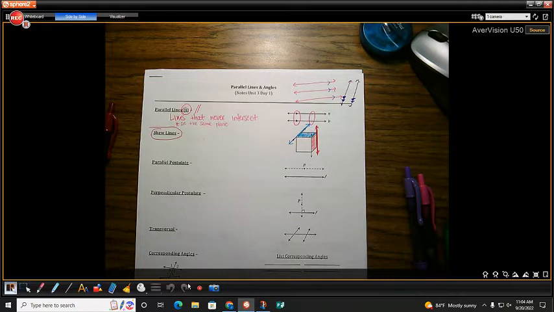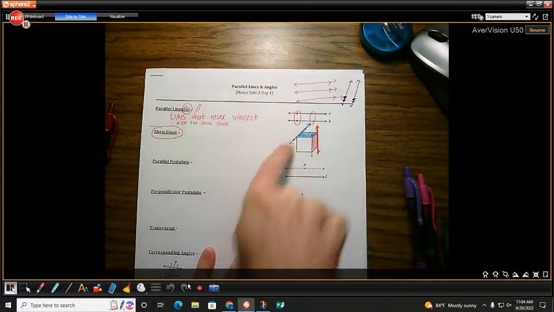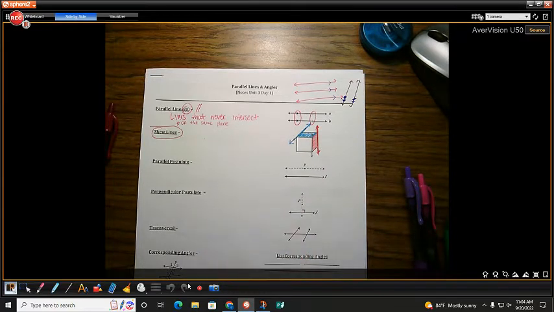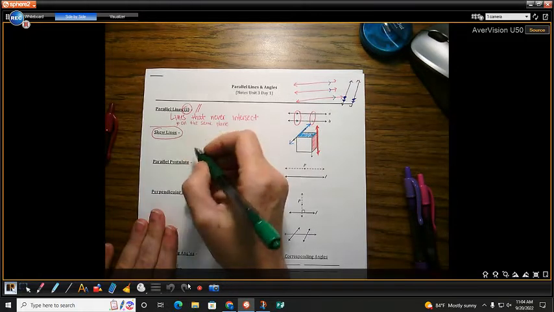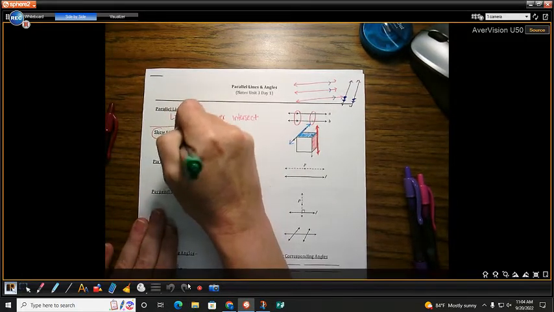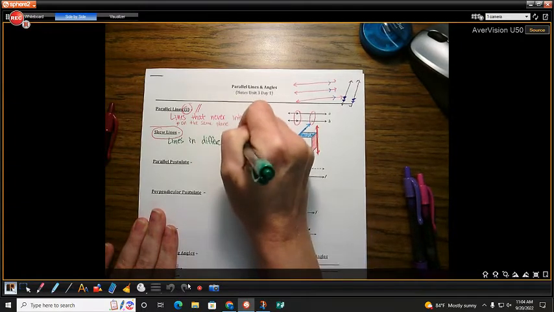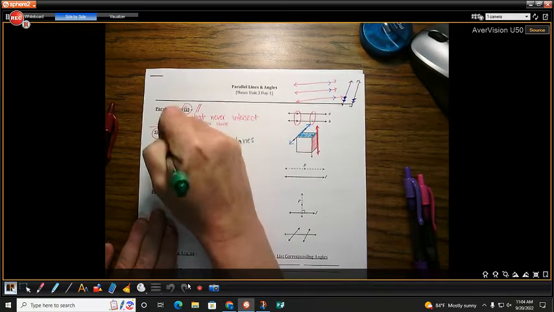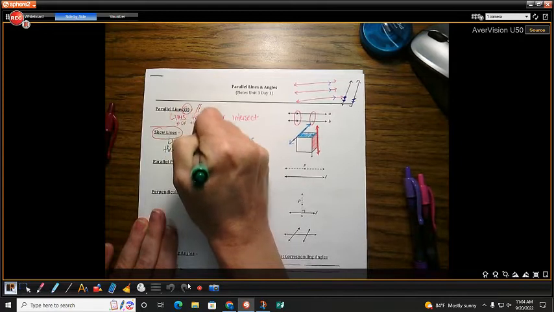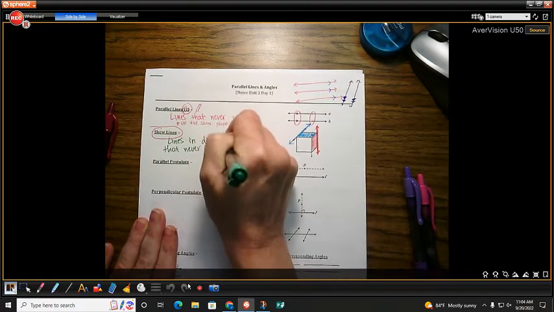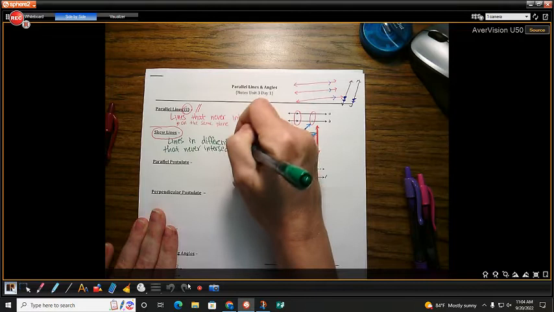Do they look parallel? No, this one's going up and down, this one's going sideways. So they're not parallel, but they also don't intersect. And the reason that happens is they're on different planes. Okay? So skew lines are lines in different planes that never intersect, but also are not parallel.